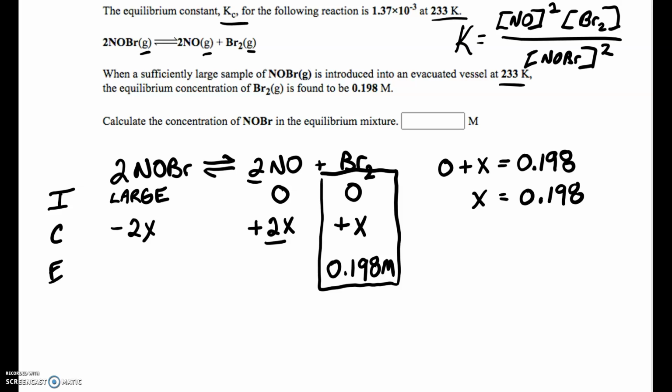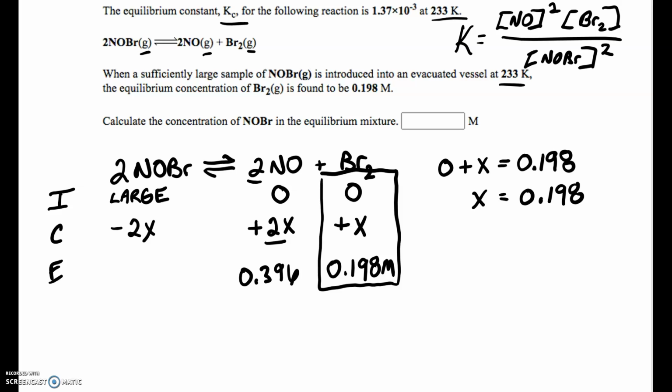And now that we've solved for x, we can put that right back into our change column and solve for our other equilibrium concentrations. So I've got 0 plus 2x, so I'm going to take this 0.198 and multiply by 2 to get that equilibrium concentration, which is going to be 0.396.